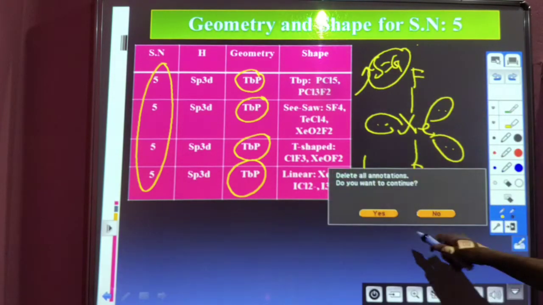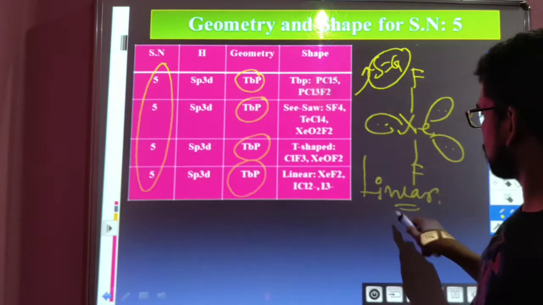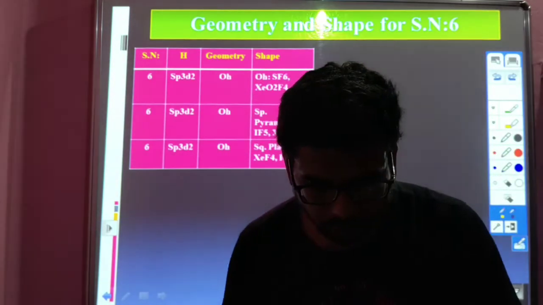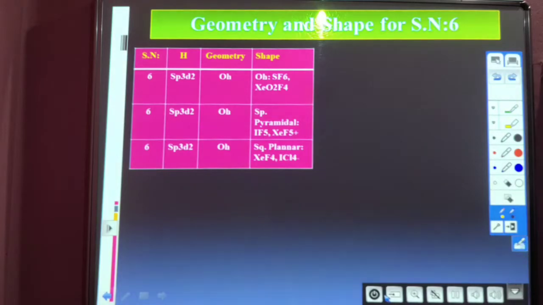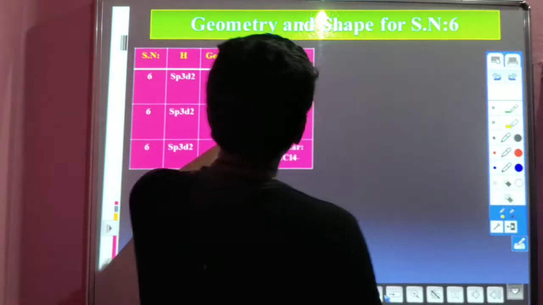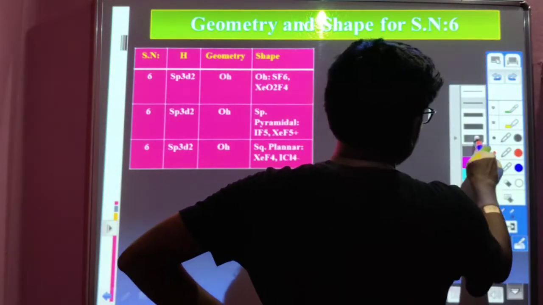Now next move to steric number 6. In steric number 6, consider SF6.